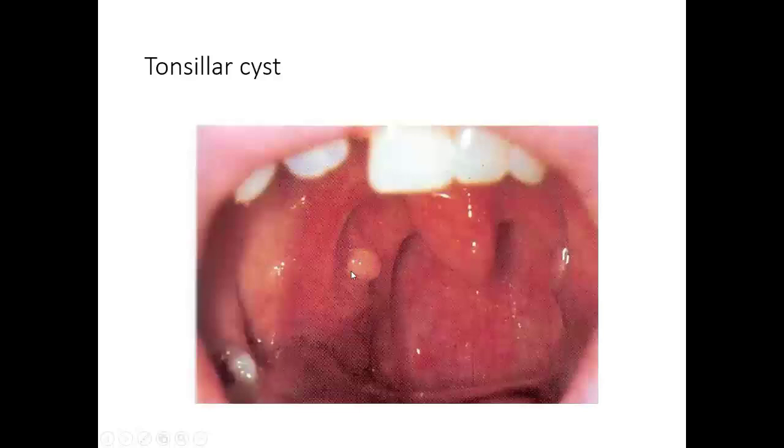This is a tonsillar cyst. Sometimes the patients open their mouth and then they notice this cyst on the tonsil and they get a bit worried it's a malignancy, but it's an innocent condition. It can be removed surgically if required.